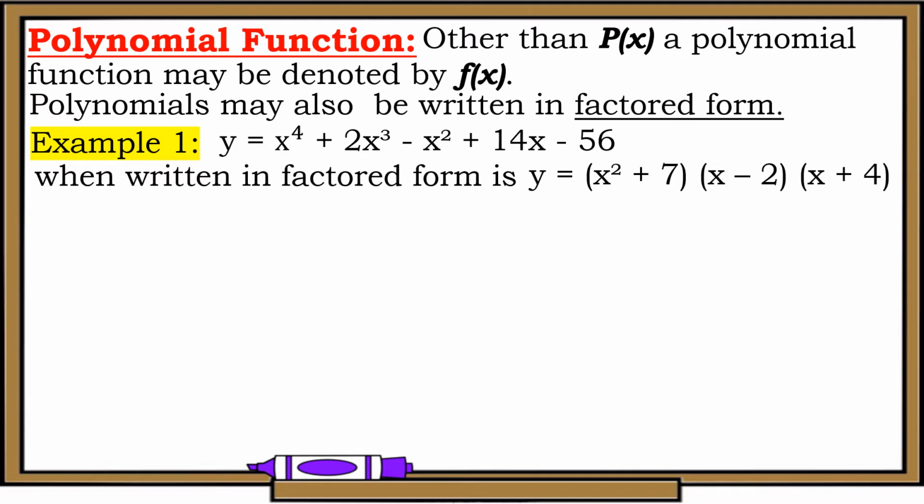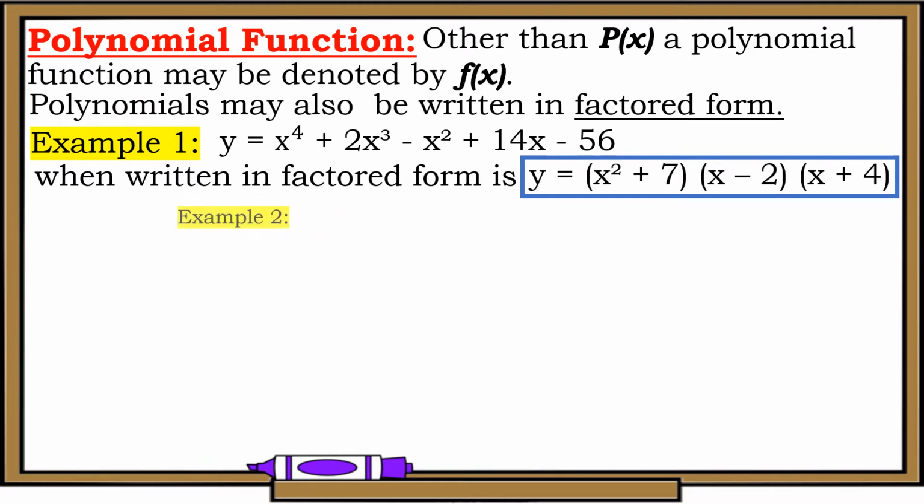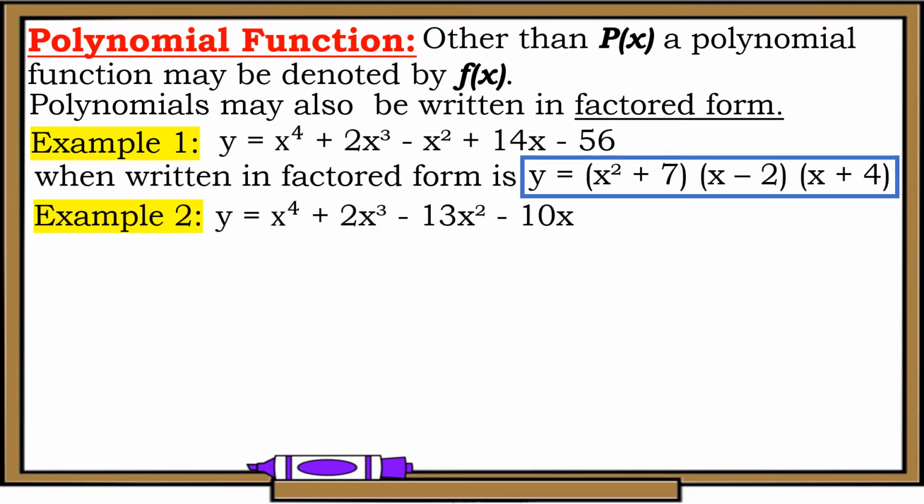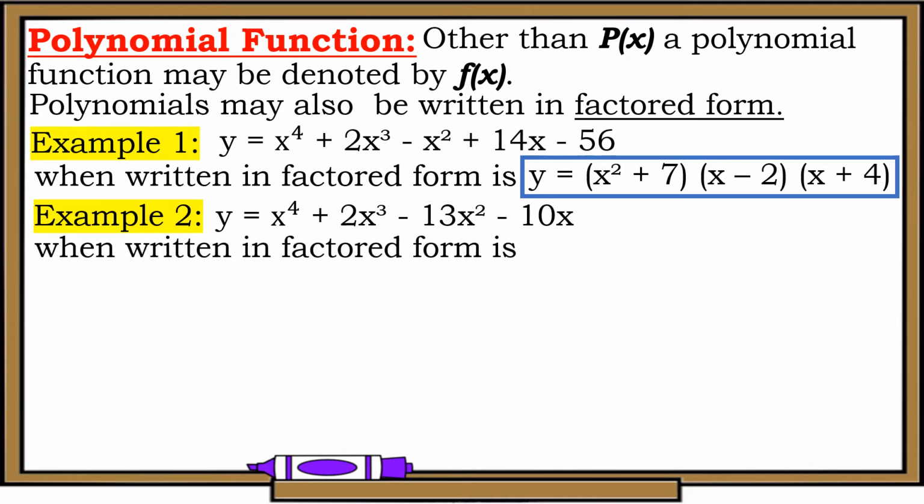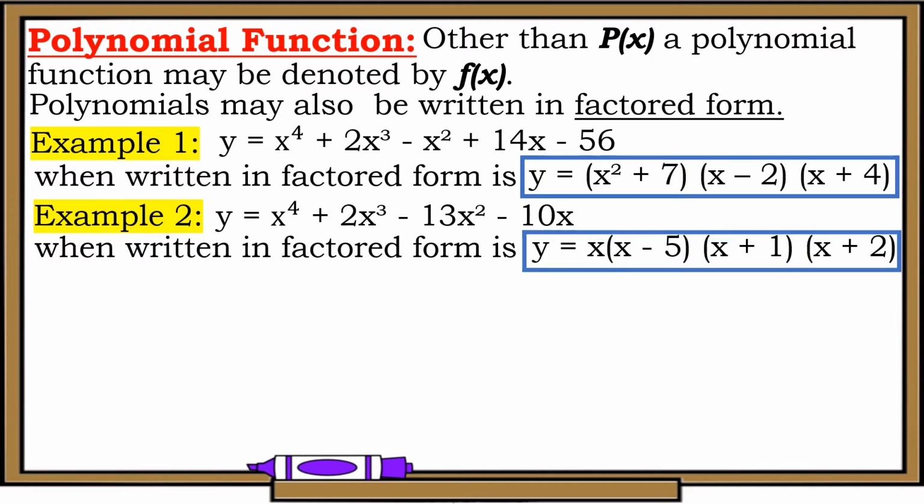times x plus 4. Another example, we have y is equals to x to the fourth plus 2x cubed minus 13x squared minus 10x. So, if you want to write this polynomial in factored form, it is written as y is equals to x times x minus 5 times x plus 1 times x plus 2. Kahit naka-factored form yan, makikita pa rin natin yung degree ng polynomial.